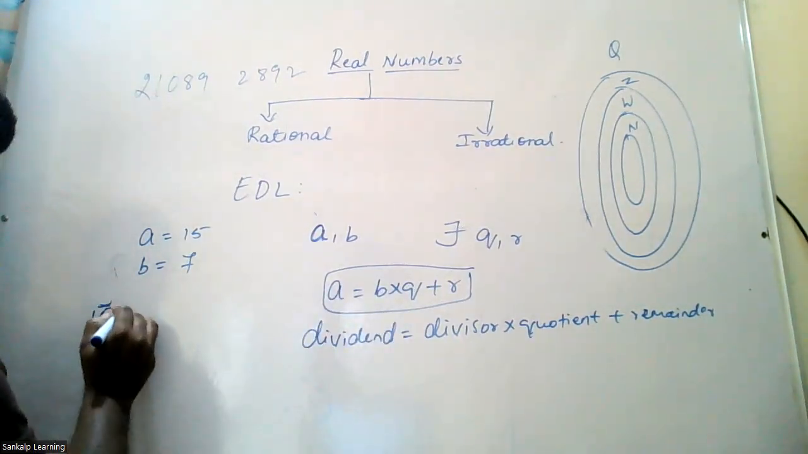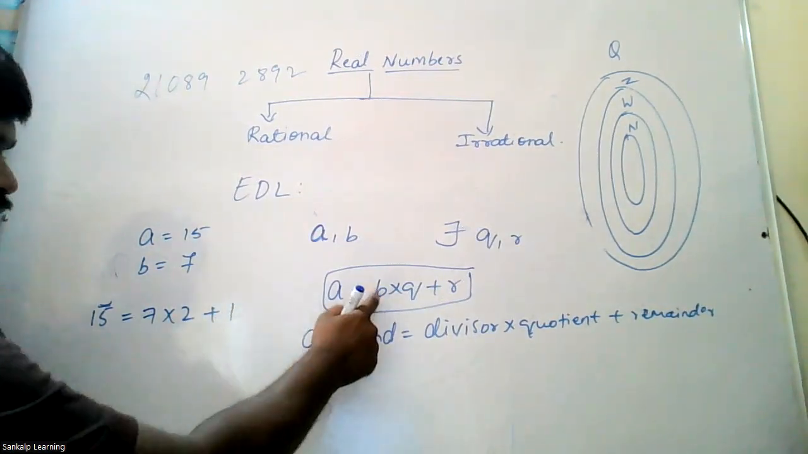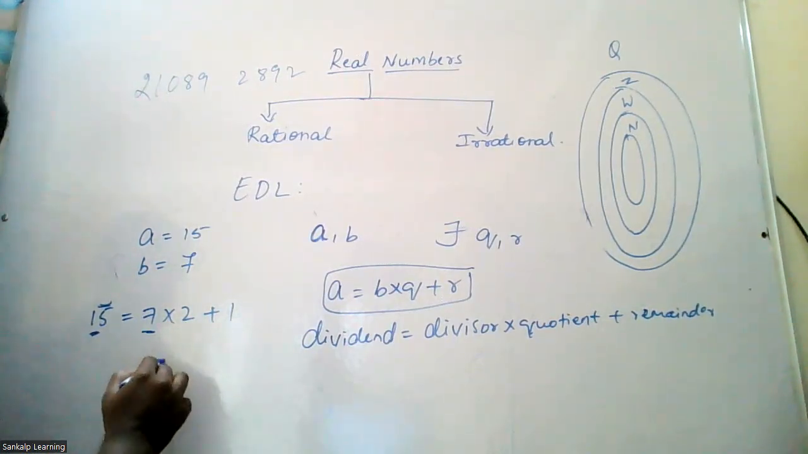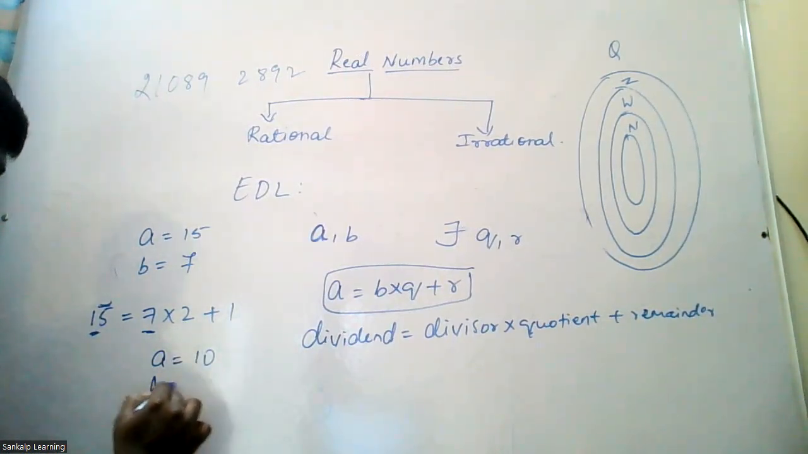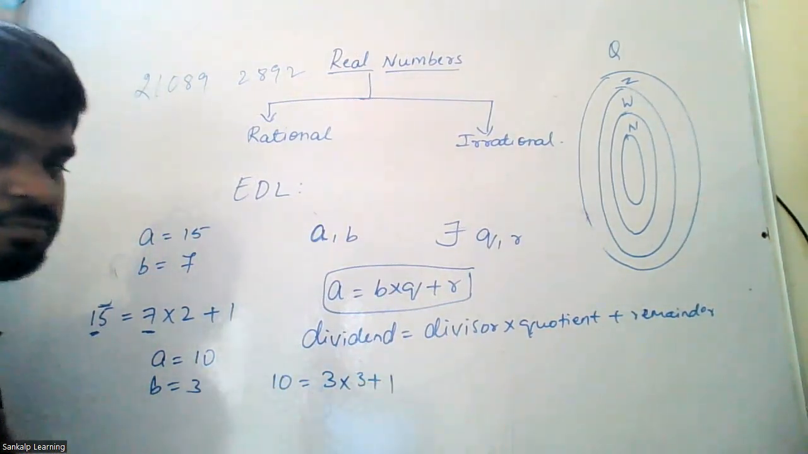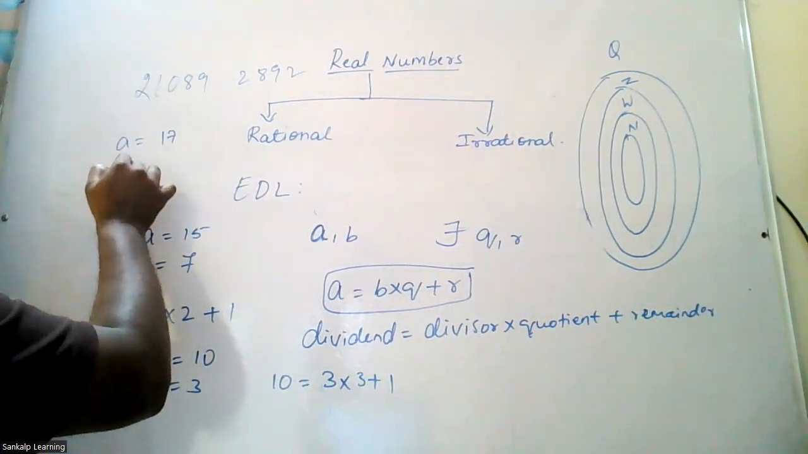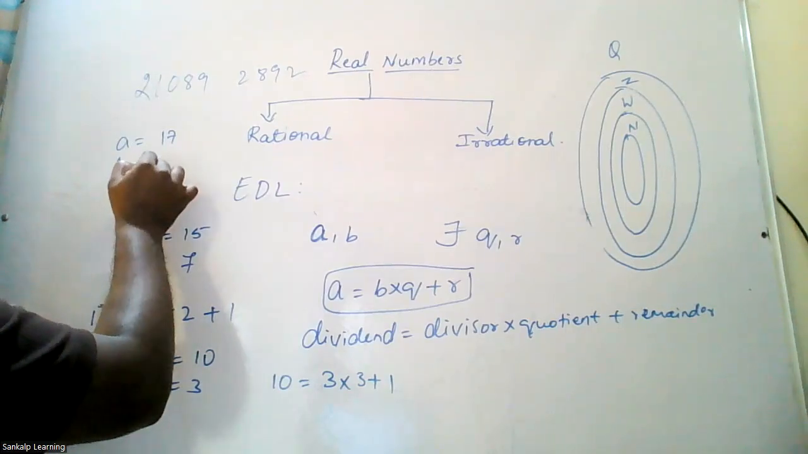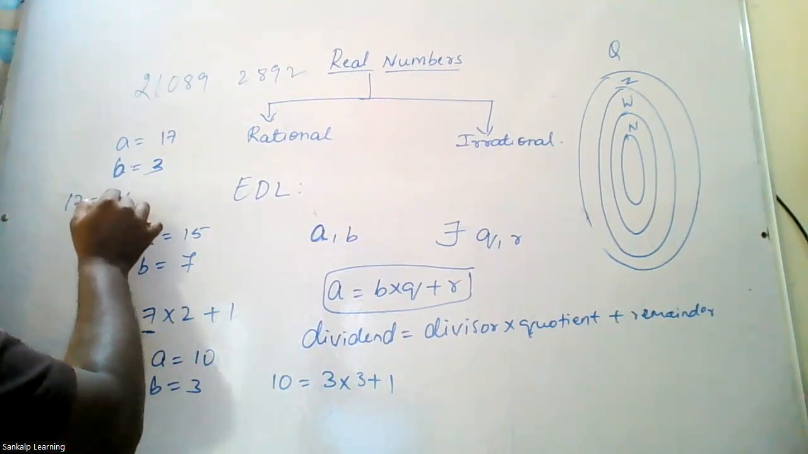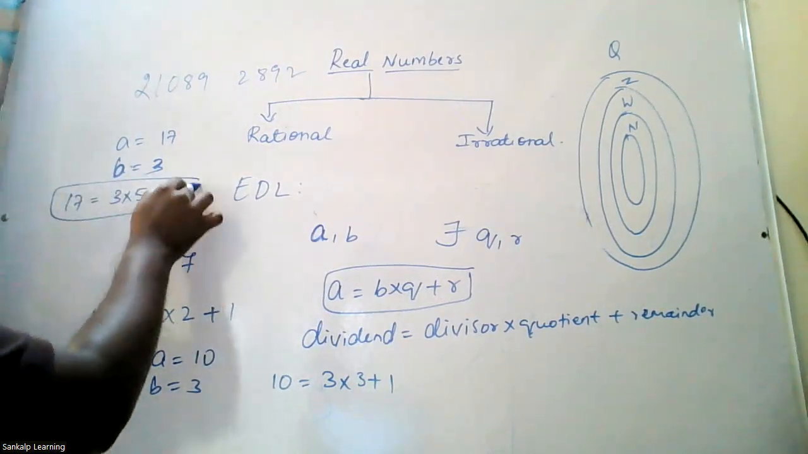I can write 15 as 7 into 2 plus 1, isn't it? Observe, this is your a value, this is your b value. Similarly, if I take a as 10 and b as 3, then this 10 can be written as 3 into 3 plus 1. If I take a as 17 and b as 3, then 17 can be written as 3 into 5 plus 2, isn't it? We're getting a relation.